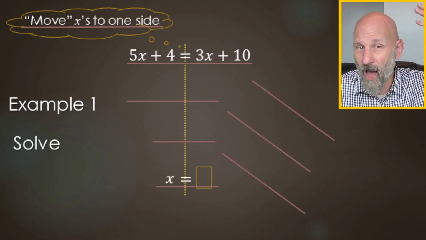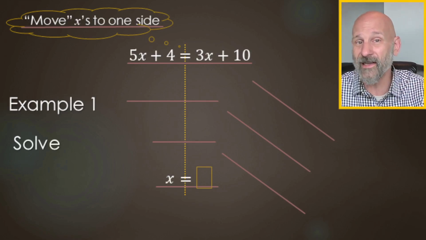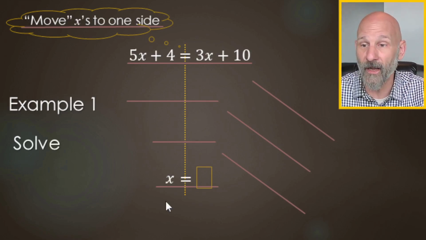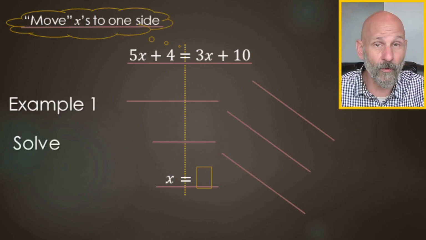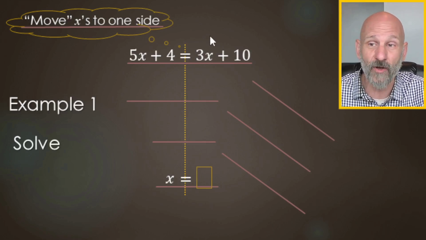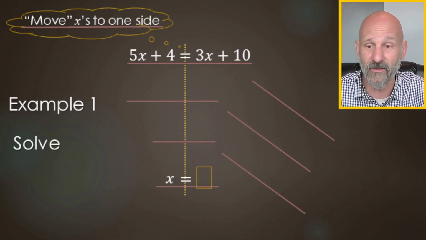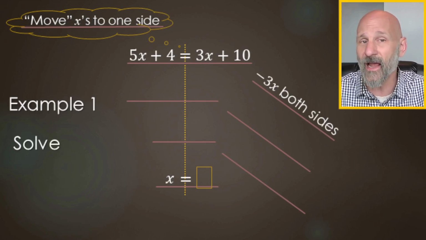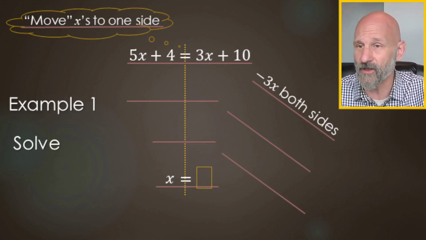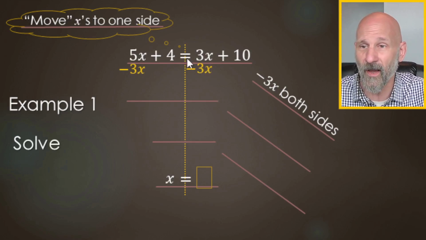to the left. So at the bottom of our work, we're going to want to see x equals and then blank right down here. In other words, we don't want these positive three x's over here. So we're going to subtract 3x's from both sides. Here's what that looks like: minus 3x and minus 3x.